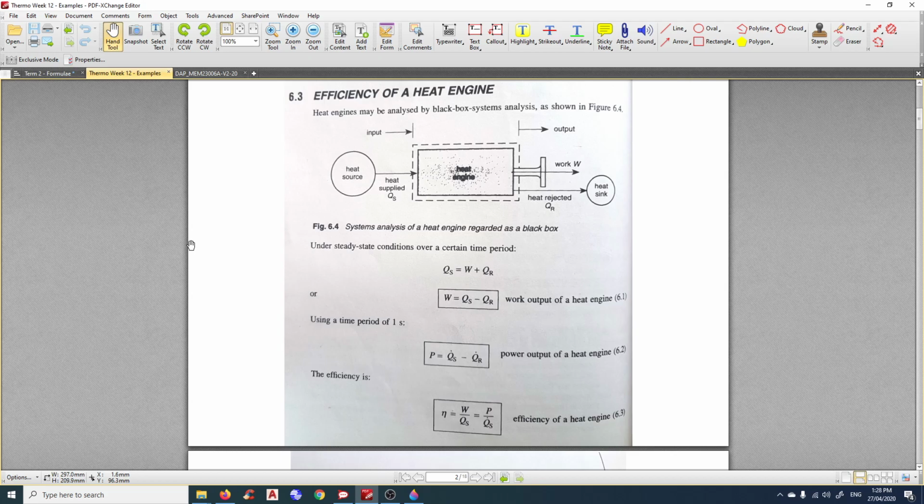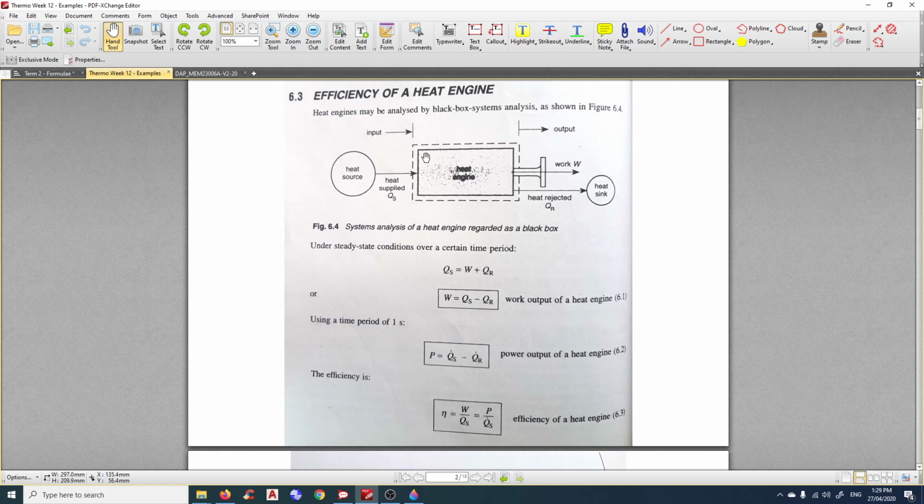So what is a heat engine? A heat engine is a device that continually converts heat to work or power. So the word continuously is very critical, because if it doesn't produce the power or the work continuously, it's not a heat engine.